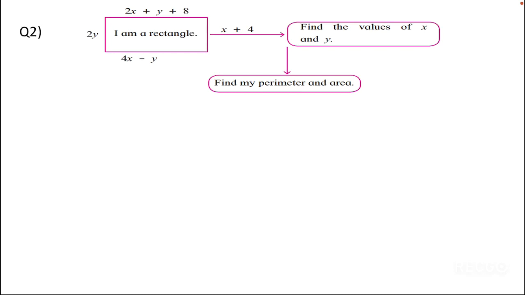So over here we have a rectangle. The rectangle has its length and its breadth, and they are saying that you have to first find the values of x and y, and then you have to find the perimeter and area. Now by seeing this we can understand that using this rectangle we have to find the values of x and y, and using the values of x and y we have to find the perimeter and area of the rectangle.